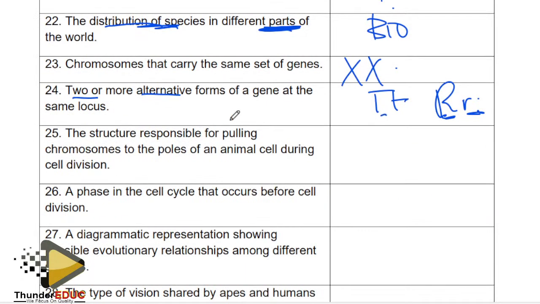Alleles. The structure responsible for pulling the chromosomes to opposite poles of an animal cell. You remember when you are like this, how do you call that structure which pulls the chromosomes to opposite poles? So we call it spindle fibers, they are the ones which pull. Yes. Then they're saying a phase in the cell cycle that occurs before cell division, interphase.